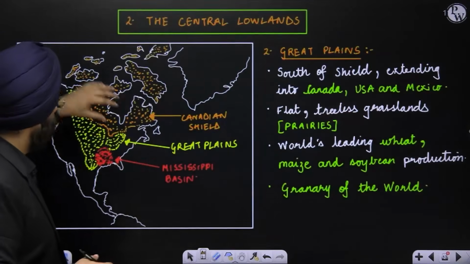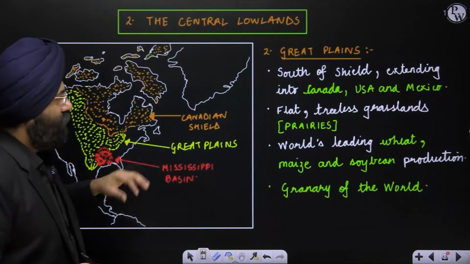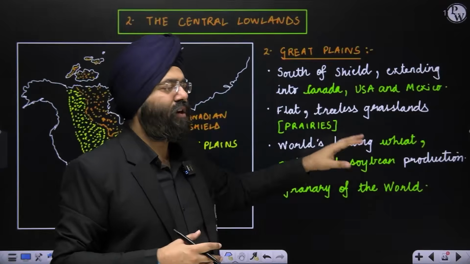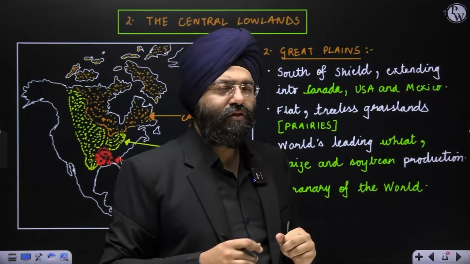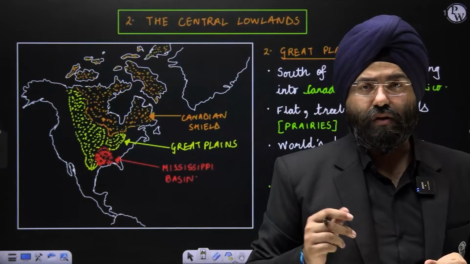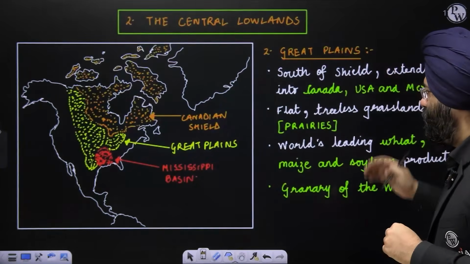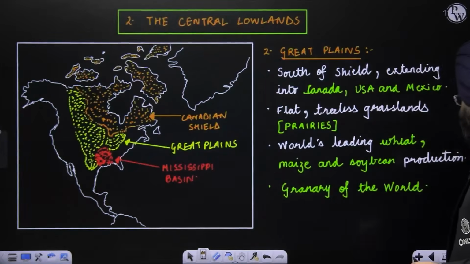And if you can see here, this is the Canadian part, this is the United States part, and this is the Mexican part. Now, it is the world's leading region with respect to wheat, maize, and soybean production. Granary of the world. That is why the Great Plains of North America are known as the granary of the world, with respect to the massive production of wheat, maize, and soybean. Right? So let's move ahead.